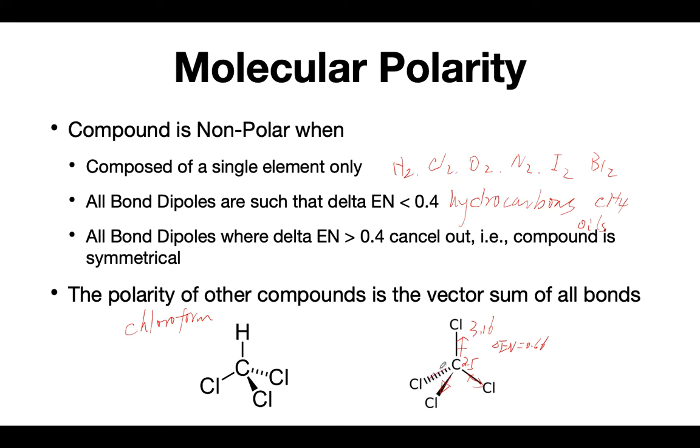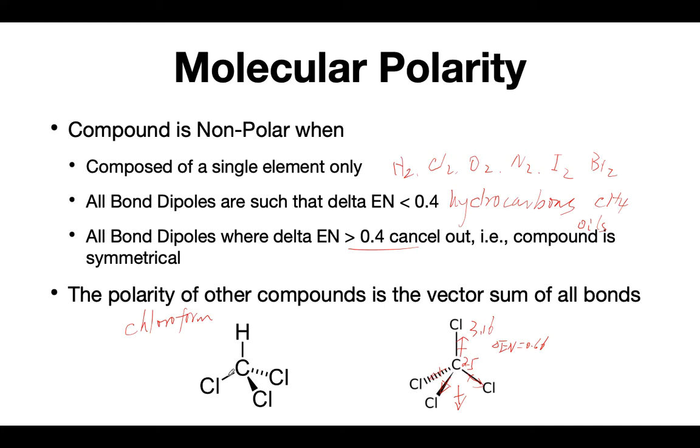So this one has direction. Now, if you consider each one as a vector, when you sum the three vectors, you should have a vector going opposite to the top one, with the same strength but the opposite direction. So this can cancel out. This is a symmetrical structure, and that will be a nonpolar molecule.